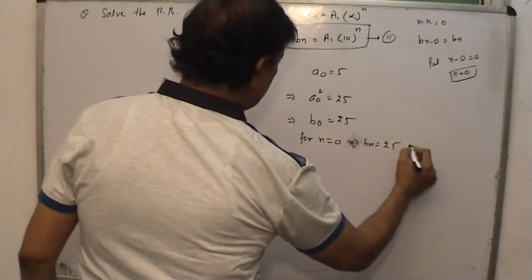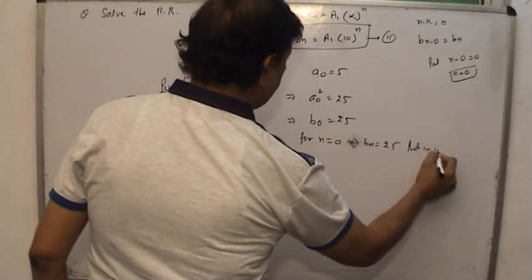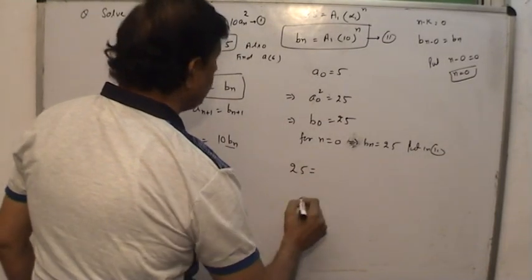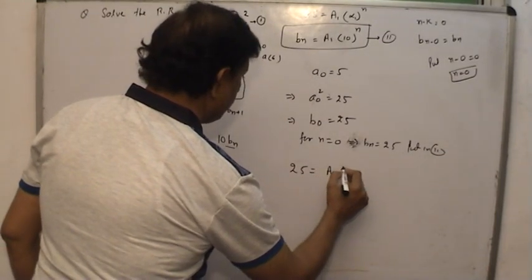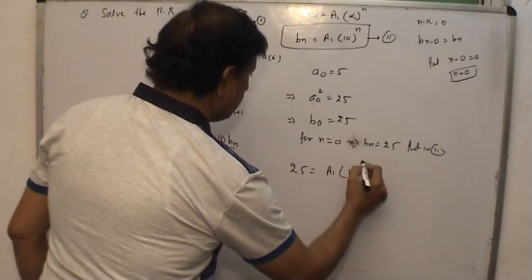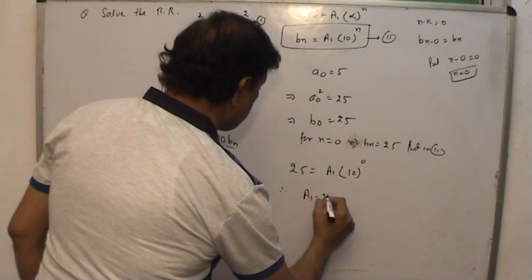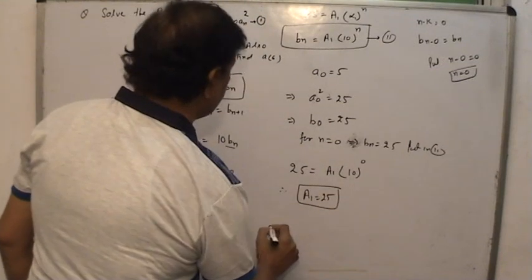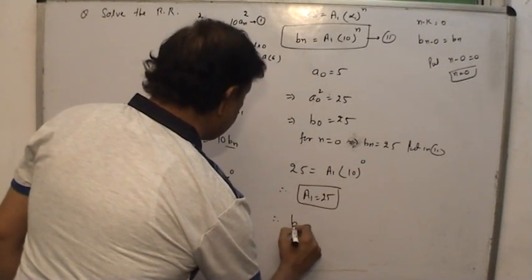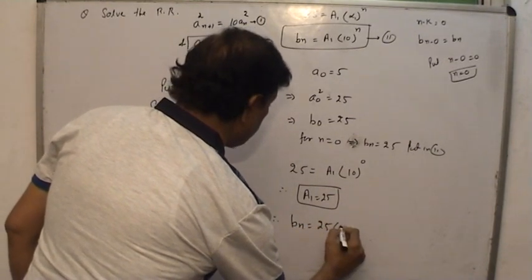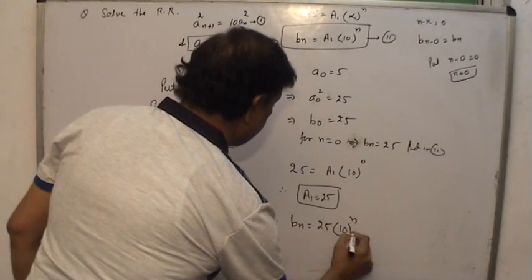We use it in equation 2. Put in 2. Then 25 is equal to a1 into 10 raised to the power 0. Therefore, a1 is equal to 25. Therefore, bn is equal to 25 into 10 raised to the power n.